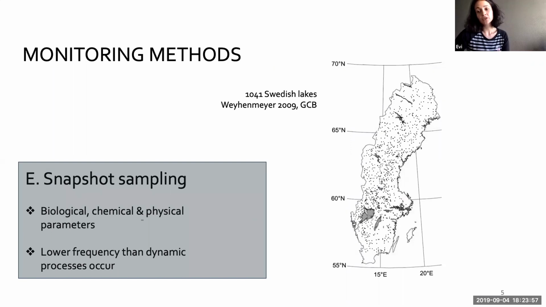The method that we are talking about here is snapshot sampling. What we define as snapshot sampling is the acquisition of biological, chemical, and physical parameters at intervals that violate the Nyquist-Shannon sampling theorem. According to this theorem, to fully capture the phenomenon that we want, we need to sample at a rate that exceeds twice the maximum component frequency of the phenomenon that we want to study. So if, for example, we want to study diel reposition of algal communities in the water column, they are subject to short time scale changes, so we need to sample at hourly intervals.